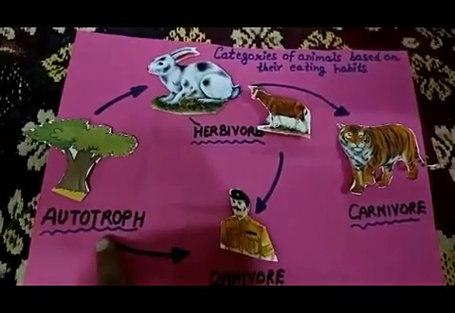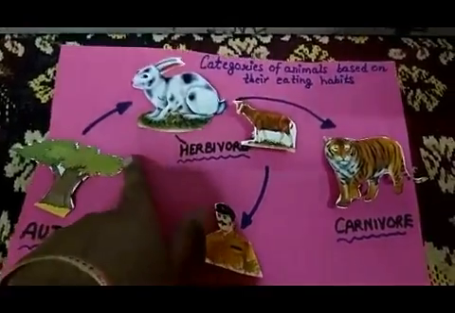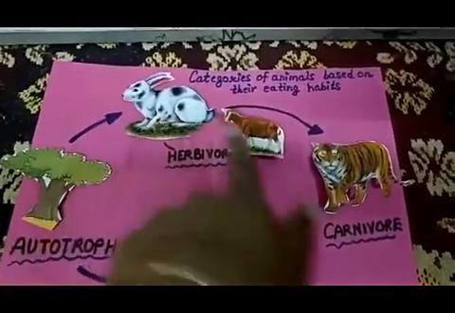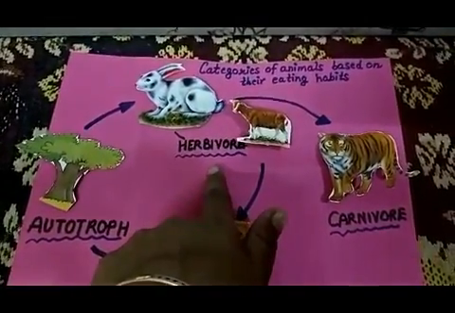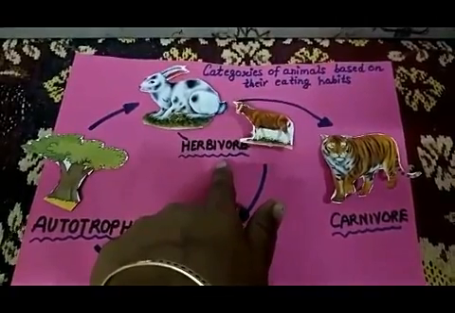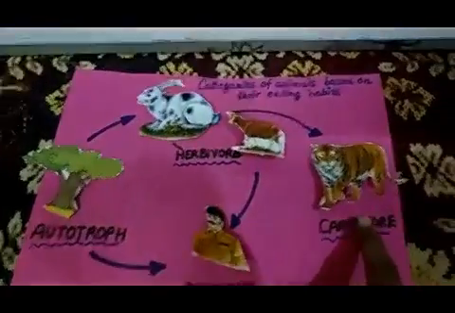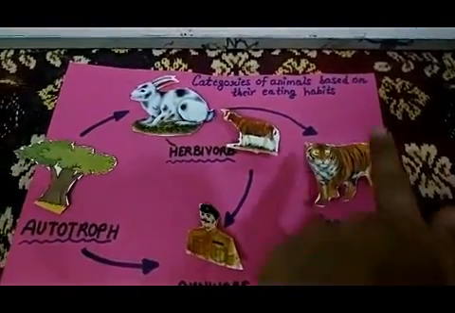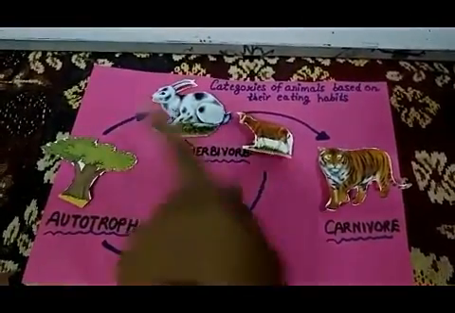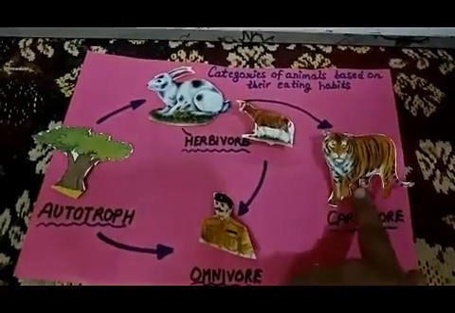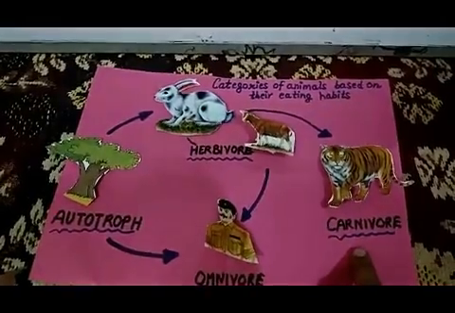Here, green plants are known as autotrophs because they prepare their own food. Animals like rabbit and goat eat green plants, so they are known as herbivorous animals. Herbivorous animals are the animals that eat green plants. This is a tiger. A tiger eats herbivorous animals, those that eat green plants. So they are called carnivorous. We can say the animals that eat the flesh of other animals are known as carnivorous.